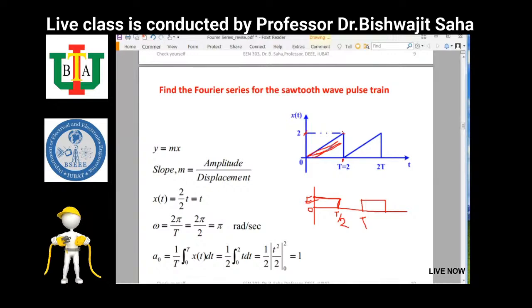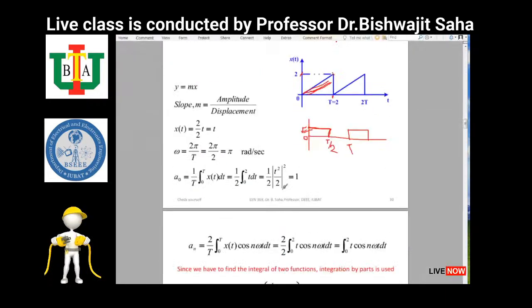Do you get your answer or any more questions? No, sir. I understand, sir. Okay. So we find out the function. Now omega equals 2 pi by T. So 2 pi divided by 2, the 2s cancel out. So pi radian per second is the angular frequency of the given signal.